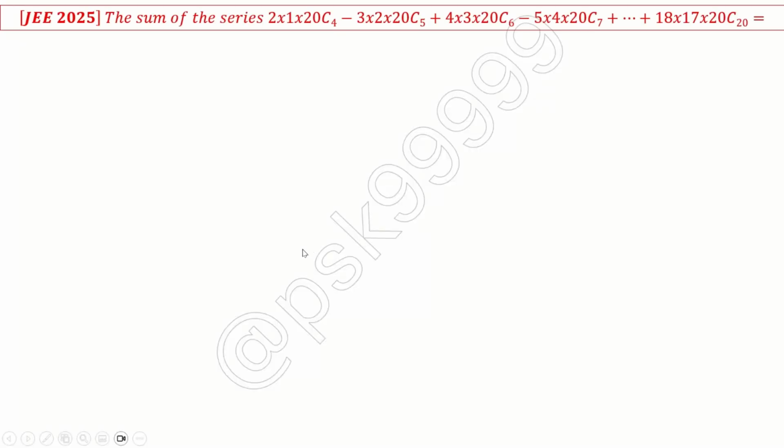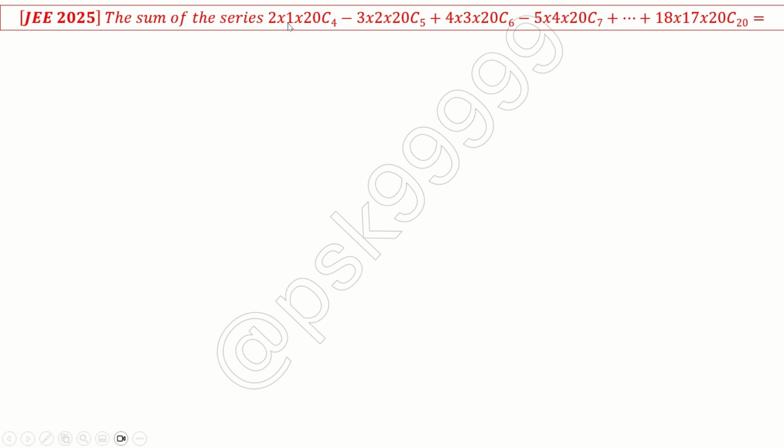This is one of the very interesting questions that came in JEE 2025. Why I chose this one is that all such problems you have to deal with in the same fashion. Whether there is a product here or not, you will be solving in the same method. So this is the interesting method.